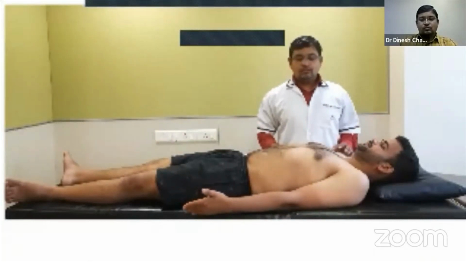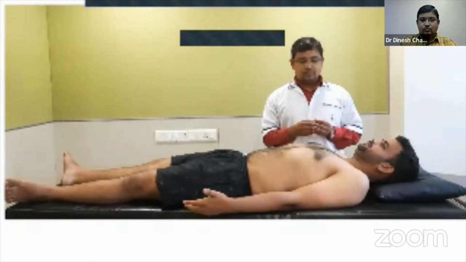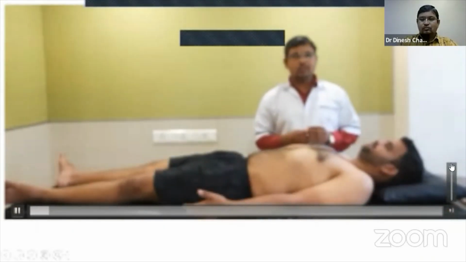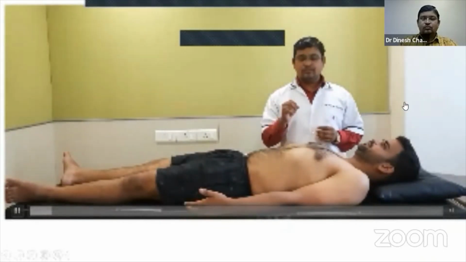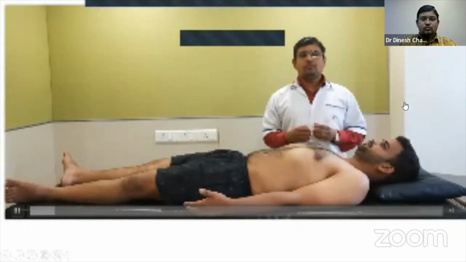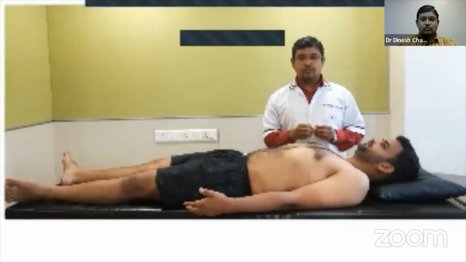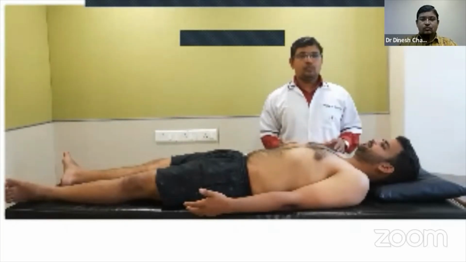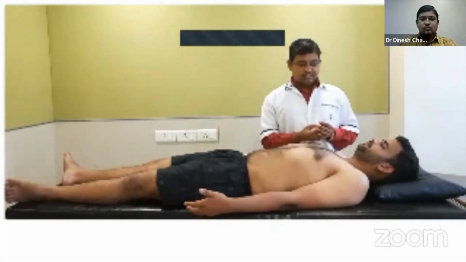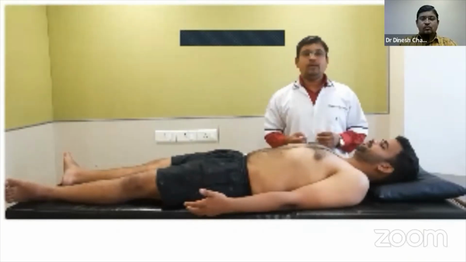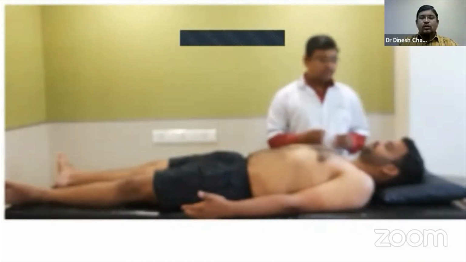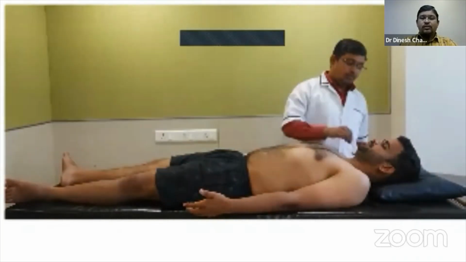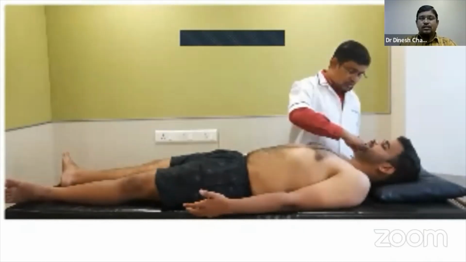Hello all. Now we'll see the testing of sensory assessment in spinal cord injury patients. There are two ways we check the sensation: first with light touch and next with pinprick. Light touch is tested with a cotton wisp. The position of the patient is supine lying. I will ask my model to close the eyes. Whenever you feel it, let me know. We check dermatome-wise, testing with the cotton wisp for yes or no.